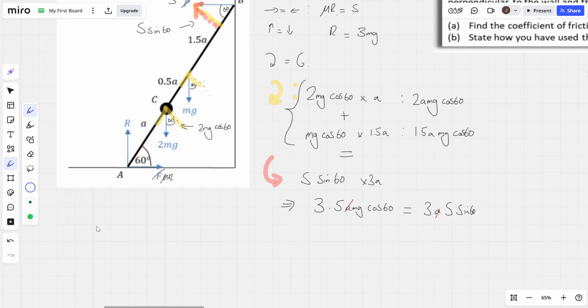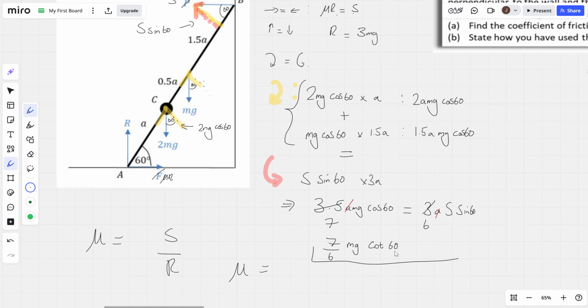So the coefficient of friction will be equal to S over R. Yeah, S over R. So let's try and get S on its own. Not the nicest numbers. I might just double them to start with. So 7 and 6. So let's do 7 over 6 mg. And then what would that be? It's cos over sine again, isn't it? So it's cot 60. So 7 over 6 cot 60.